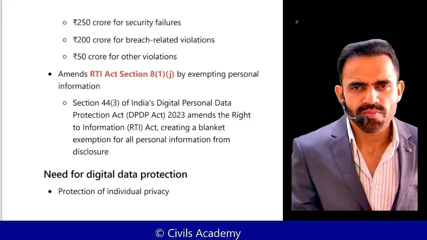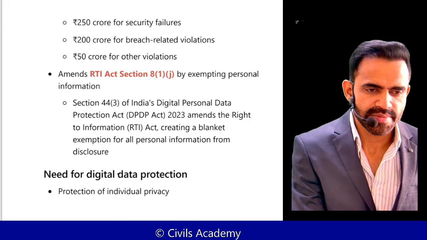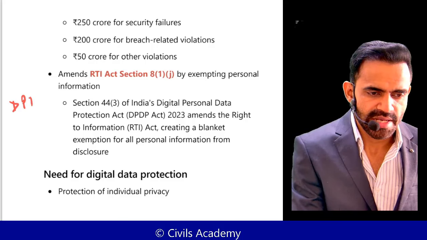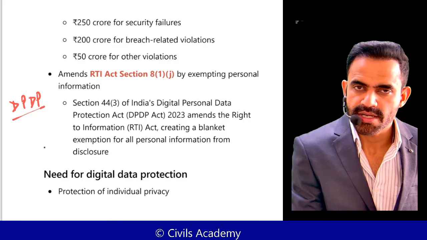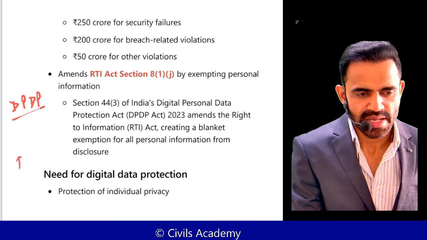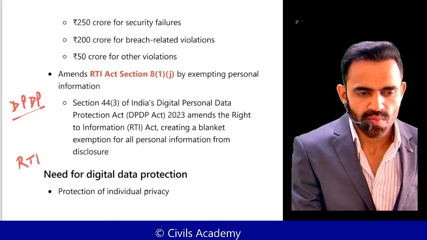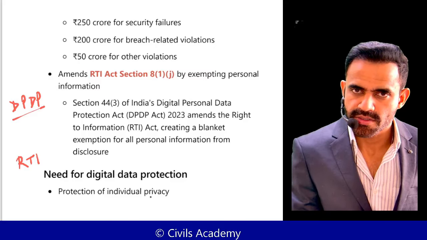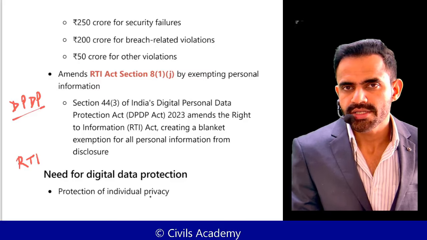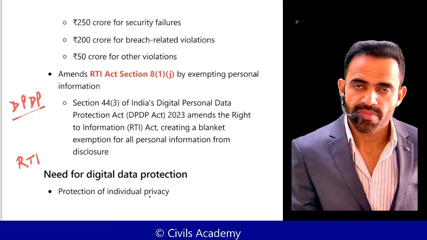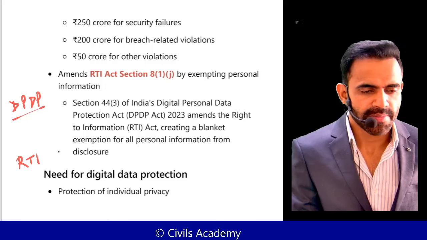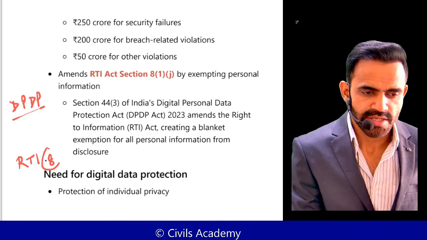Now there is one more conflict. Understand. First, let me simplify this conflict. We have two acts. One is DPDP. DPDP basically says that your digital personal data should be protected. And there is RTI. What is RTI? Right to Information. So RTI says that personal data can be disclosed if it is useful for public purpose. Personal information can be disclosed if it is useful for public purpose. That is section 8 of RTI.